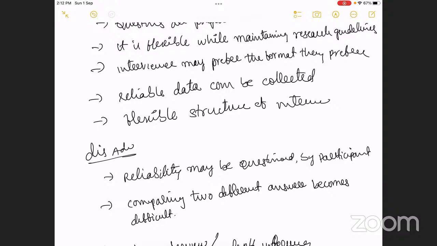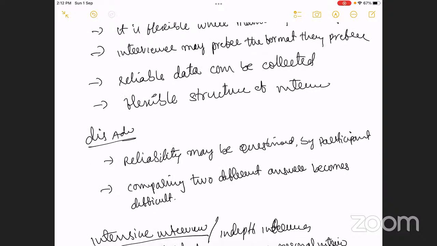Another point is comparing. Based on their answers, we ask the questions. So it is very difficult to compare the questions while analyzing, preparing the notes, and quantifying the notes. Research material is also difficult to maintain or quantify. The same is true of the unstructured one.